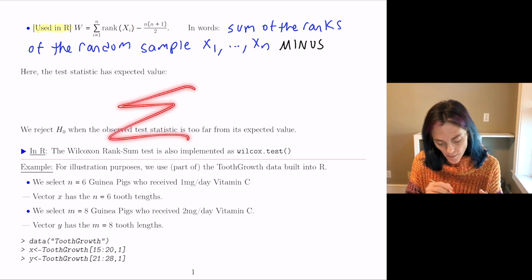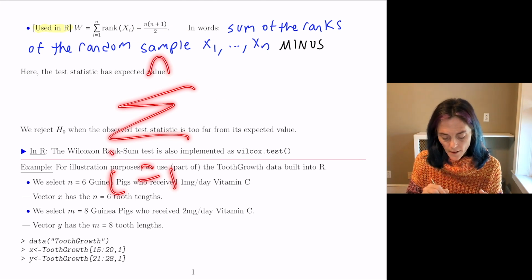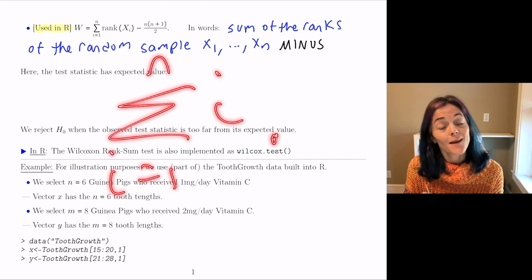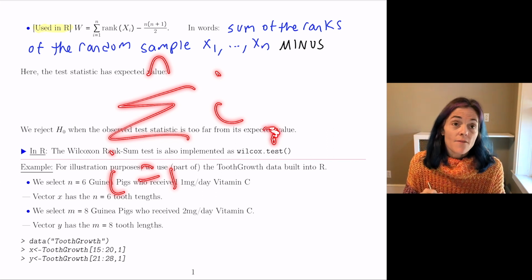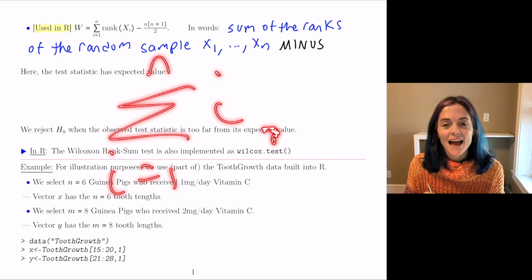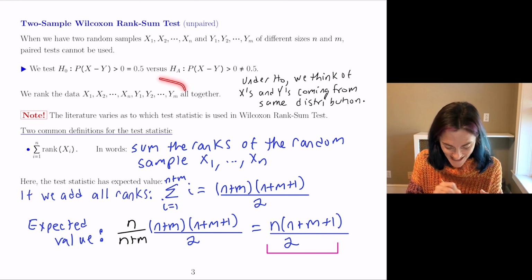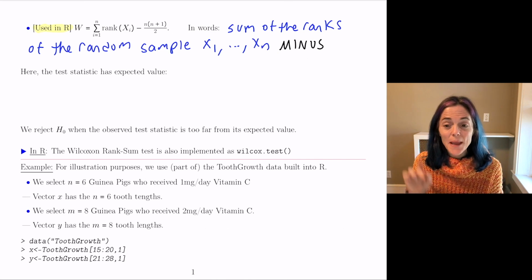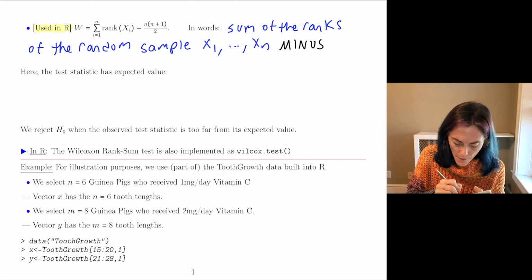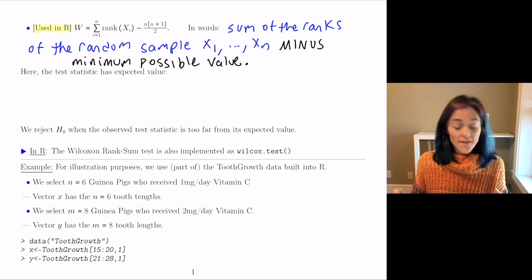This is the sum from i equals 1 to n of i, the sum of the first n positive integers. It would be if x1 through xn are the n smallest values out of all of this. So minus the minimum possible value.